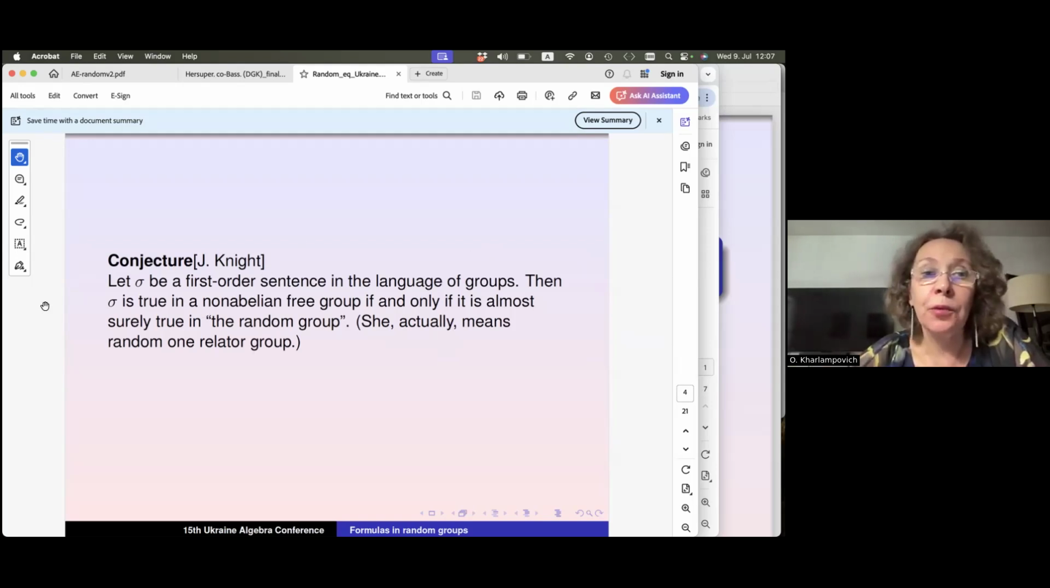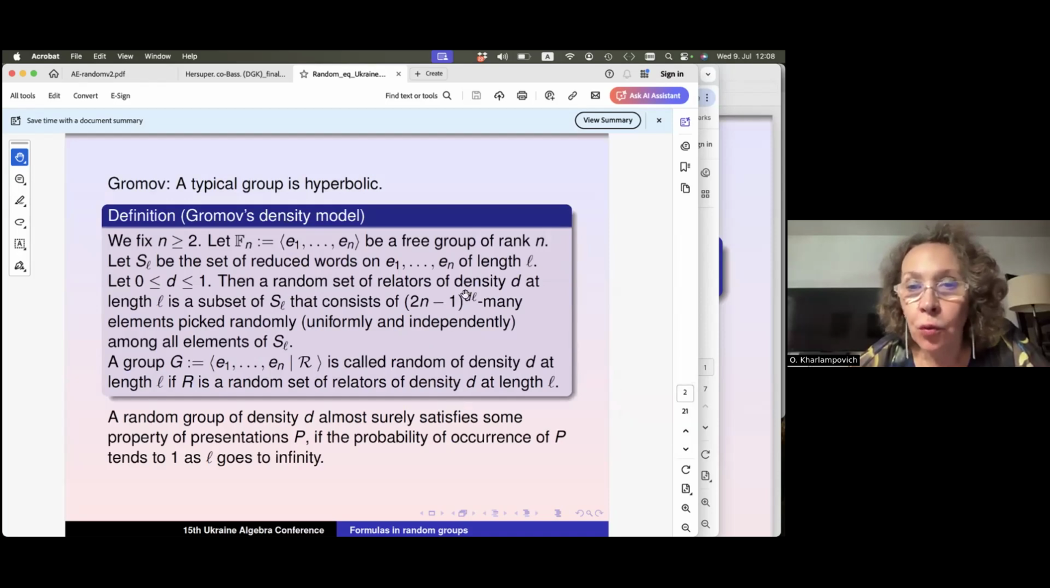And Julia Knight formulated this conjecture that if you have a first-order sentence in the language of groups, then the sentence is true in a non-abelian free group if and only if it is almost surely true in the random group. So actually, Julia just means a random one-related group, because in this model, let me return to the model, when D is equal to 0, we actually deal with a one-relator group. So density 0, we have a one-relator group, or sometimes it's customary to think about a group with a fixed number of relations.